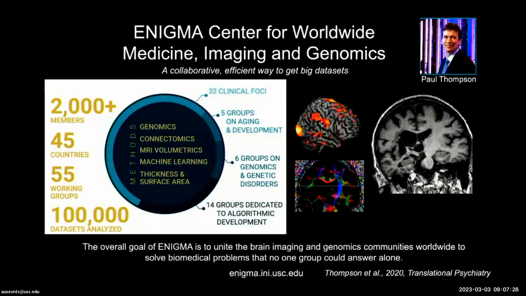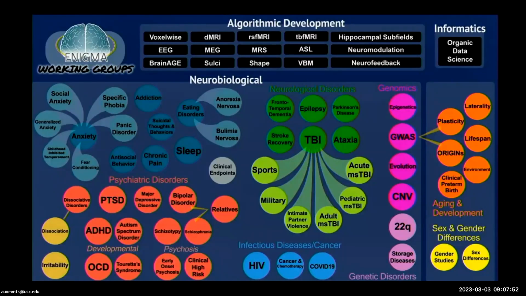One way that we approach this is by partnering with Dr. Paul Thompson, who's here at USC, and he founded the Enigma Center for Worldwide Medicine, Imaging, and Genomics. It's essentially a collaborative way to get big data sets on all different topics. What happens is people collect data for their own studies, and then they collaborate and contribute that data for retrospective meta-analyses. And so I just want to point out that there's over 50 working groups in Enigma. Here's stroke. Here we are. So we're just one of many in this universe.